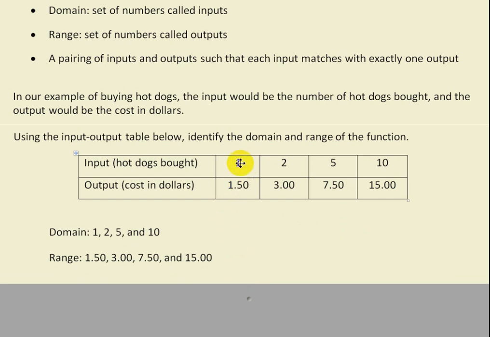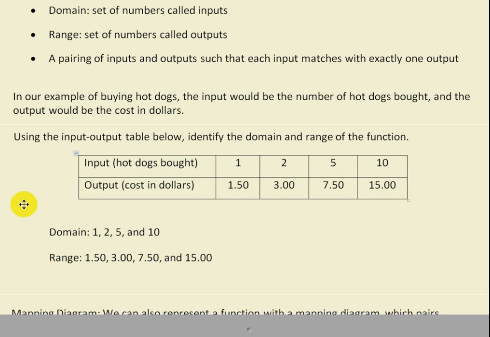The domain here in this case is 1, 2, 5, and 10. So these are the input values that we used. And then the range is the output values. $1.50, $3, $7.50, and $15. And one thing that might help you to remember domain and range, think about D comes before R in the alphabet, and input comes before output.